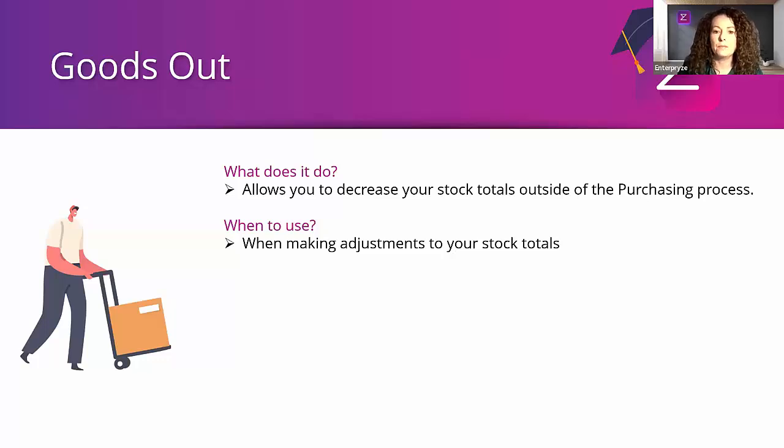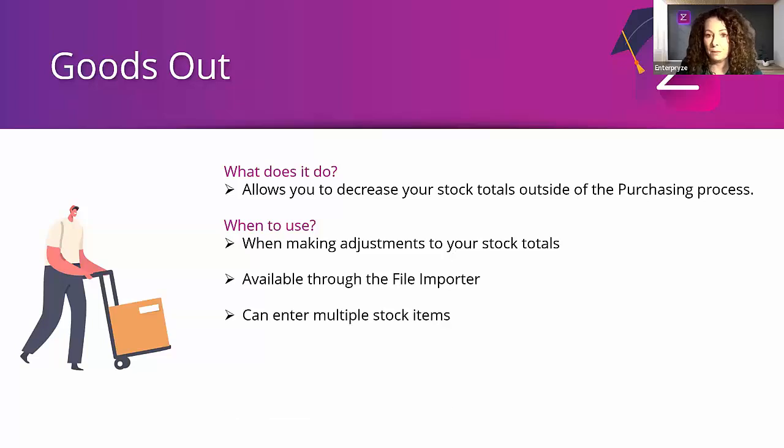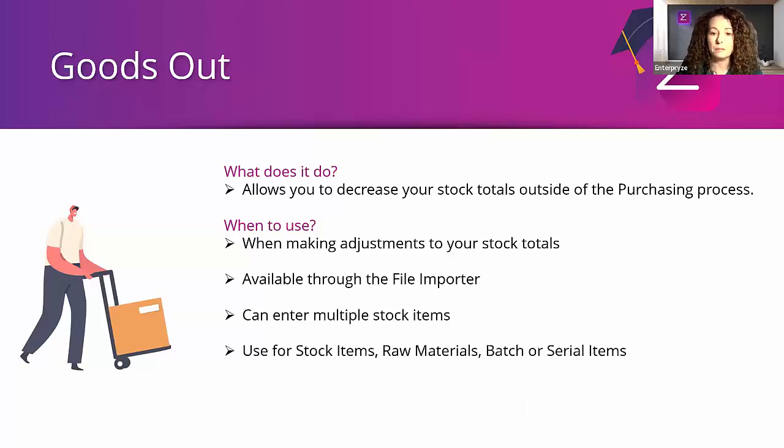So again, when making adjustments, this option is on our file importer, so we can do this in batch. Same as before with the goods in, multiple items, and for all the different types of stock items. And of course, as always, automatic postings to the GL. The difference with the goods out is that it'll take the moving average cost as it stands today, whereas the goods in will expect you to input a cost price at that point in time.